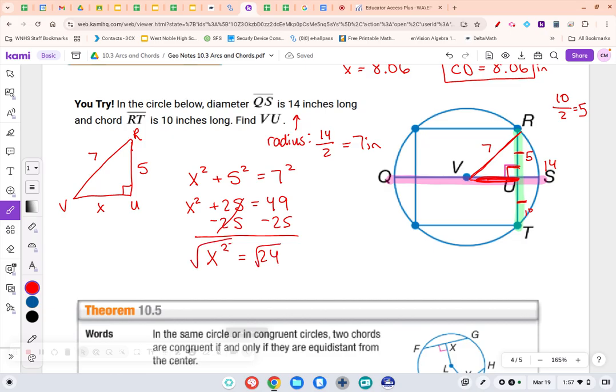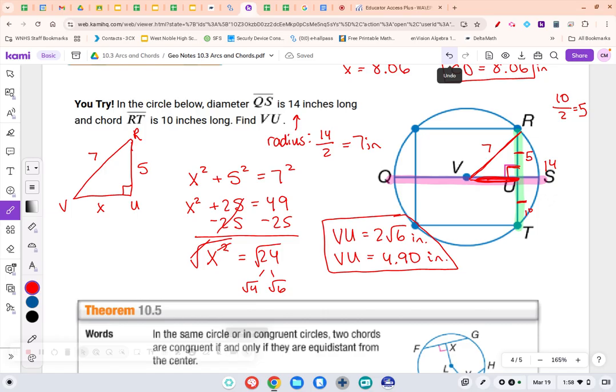Now, this time, if it asks to leave it as a reduced radical, you can actually reduce this one. So this would reduce to 2 square root 6 inches. If it doesn't ask for a reduced radical, you can just plug this into your calculator, and the square root of 24 is 4.90 inches. So those are your options for your answers. It really just depends on what the question asks for. This one doesn't specify, so I would take either.